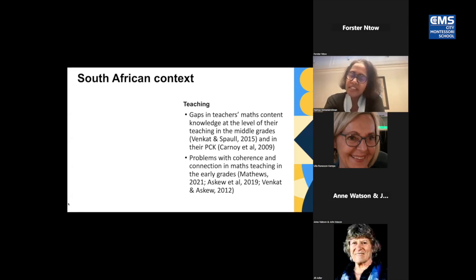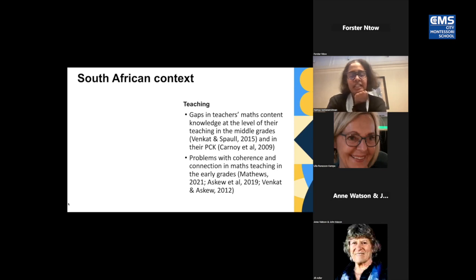What we were seeing when we were going into the early grades classrooms, i.e. the lower primary grades, was problems not with teachers not being able to simply answer the questions that they were teaching. Rather, in the lower primary grades, it was problems with coherence and connection in the ways in which mathematics was being taught. And again, I've got some examples that I can show you of what that looks like.